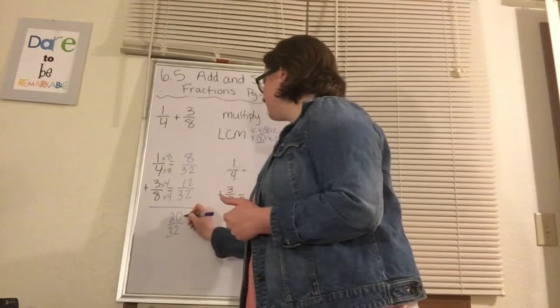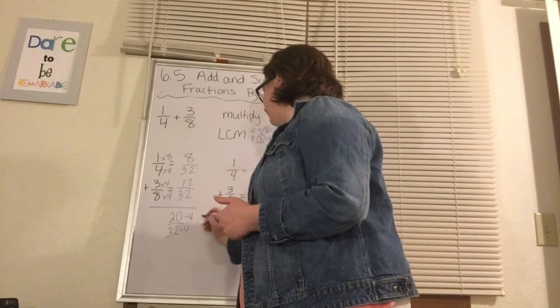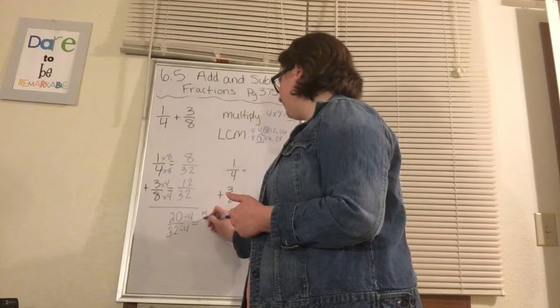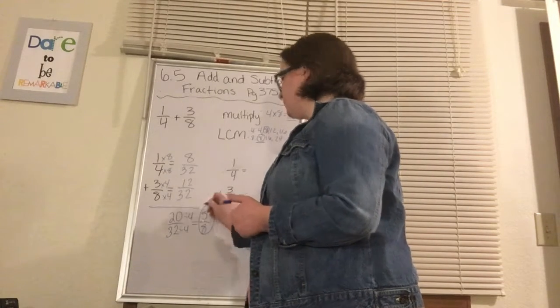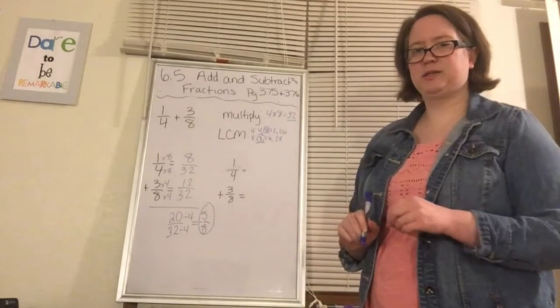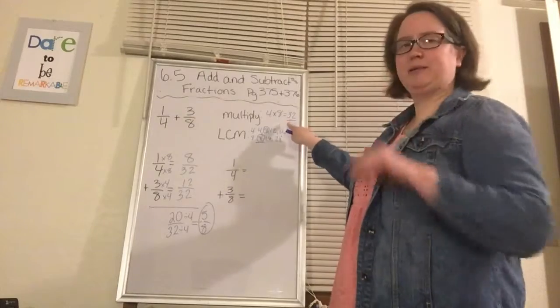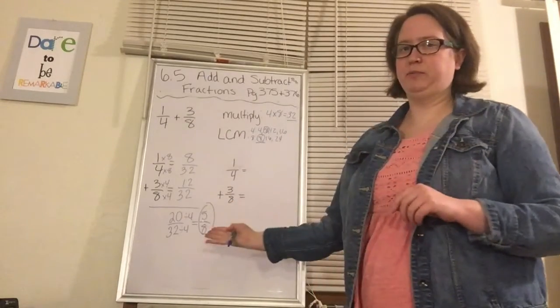Yes. So that's what I'm going to do. Divide by 4. Divide by 4. 20 divided by 4 is 5. 32 divided by 4 is 8. So we get an answer of 5/8. Okay. So we multiplied to find our common denominator, found our equivalent fractions, added, and then we simplified.